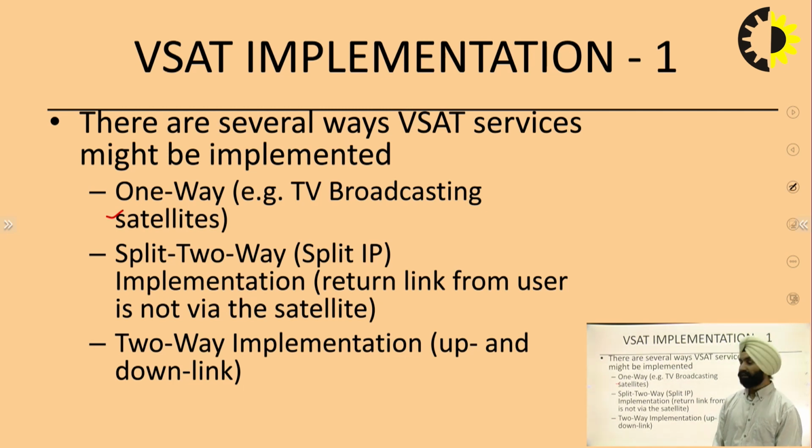Second is the split two-way, wherein only one is transmitting at a time. However, both the user as well as the VSAT can transmit. For example, one time VSAT is transmitting, then the user cannot transmit the signal. In the second case, when the user is transmitting, then VSAT cannot transmit. Third is the two-way implementation, where we have uplink and downlink, and both can communicate at the same time.